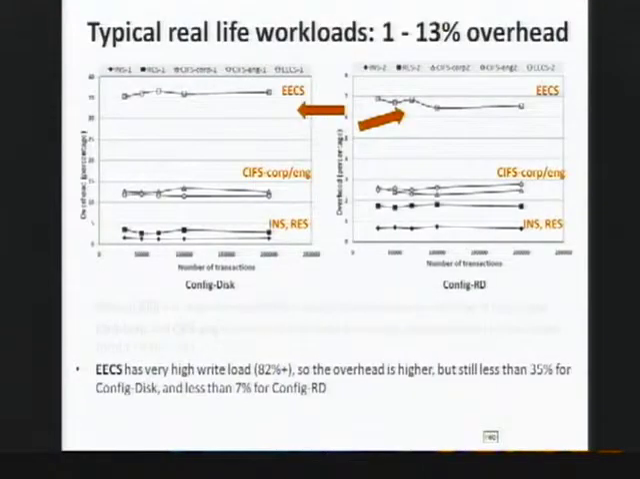If you go back to the previous slide, most of the typical file systems behave like these 4 curves, because in typical file system workloads, we have more reads than writes, and the read-write balance is around 80-20. So for all of these cases, typically our overhead would be in the range of 1% to 11%, or maybe 13% here.